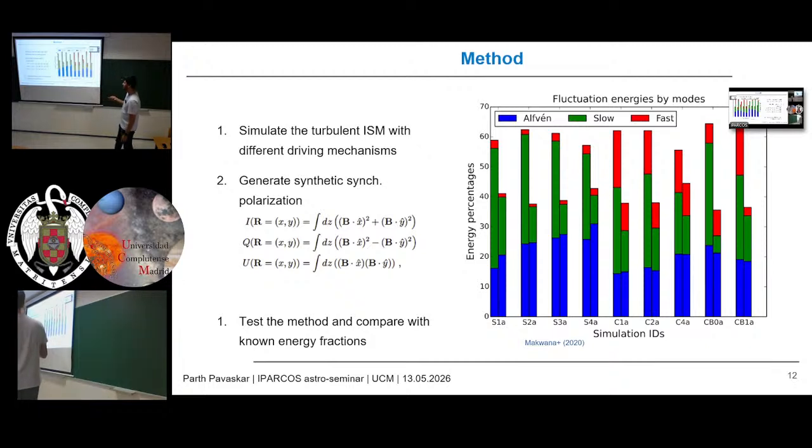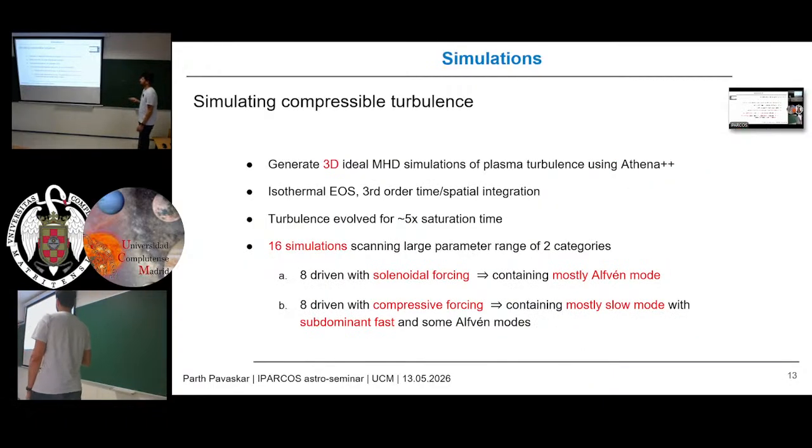Step 3 is to test the method with the simulations where we know the energy fraction, so we know how well the method works. So this is what I did. I have a set of 3D ideal simulations using this code called Athena++.